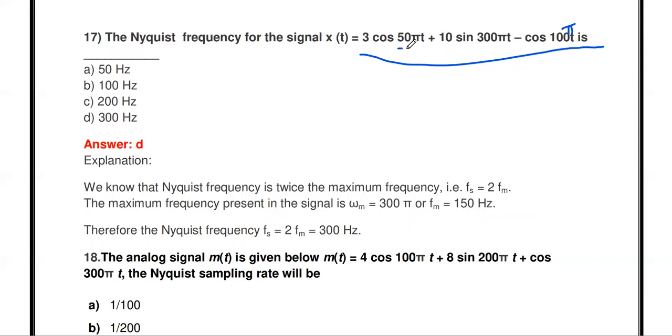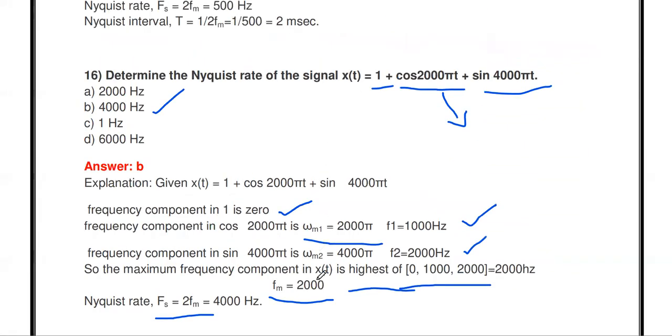Okay, first you see here omega m is equal to 50 pi. In the second component, omega m is equal to 300 pi. In the third one, omega m3 is equal to 100 pi. Out of these three, which one is highest? 300 pi is highest. So the highest frequency is omega m equal to 300 pi. So omega m means 2 pi f equal to 300 pi. So pi cancels. Calculating the maximum frequency, it is 150 hertz. Therefore the Nyquist rate or Nyquist frequency is equal to twice Fm. So 300 hertz is the answer. Here it's a multiple choice question only, so this detailed working is not needed.